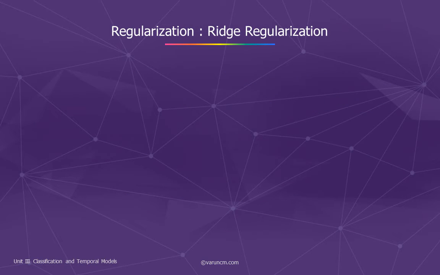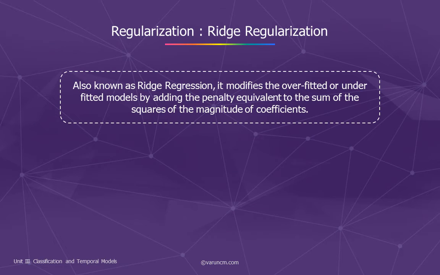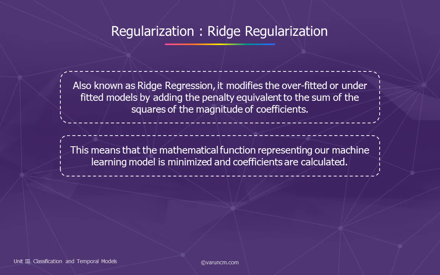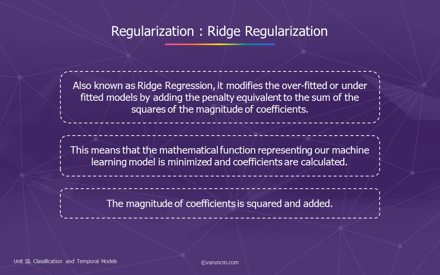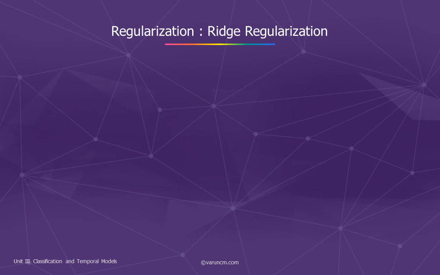So first is ridge regularization or ridge regression. As we have seen, it modifies the overfit or underfit models by adding a penalty. The penalty is calculated as the sum of the squares of the magnitude of coefficients. So there will be a mathematical function representing our machine learning model which minimizes the coefficients. The magnitude of coefficients is squared and then added. This is what is happening here.